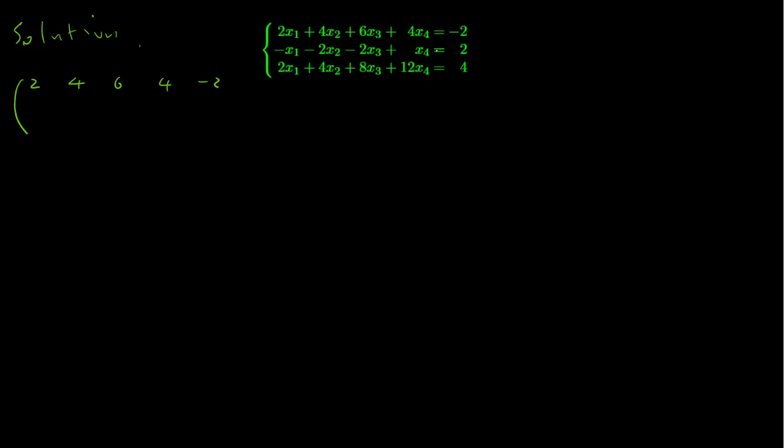The second row is determined by the second equation, the coefficients of the second equation, together with the constant term. I'm trying to review the terms, the names. Negative 1, negative 2, negative 2, and then the next number is 1, and then the constant term is 2. Right? I think I got everything right. And the last row is 2, 4, 8, 12, then 4.